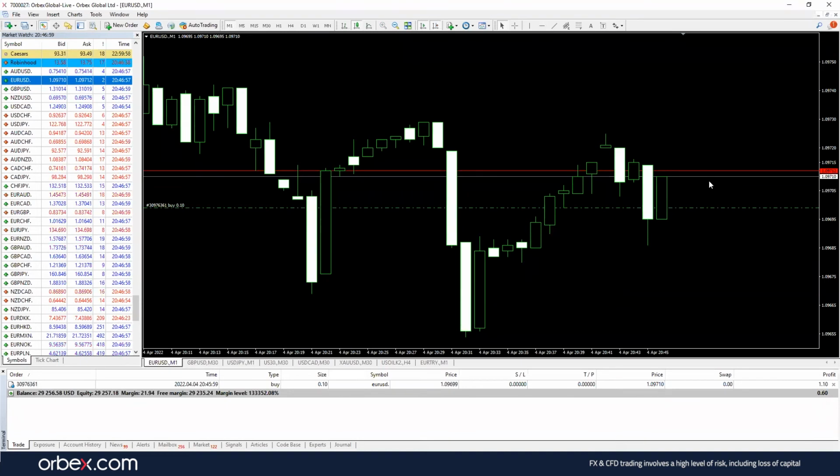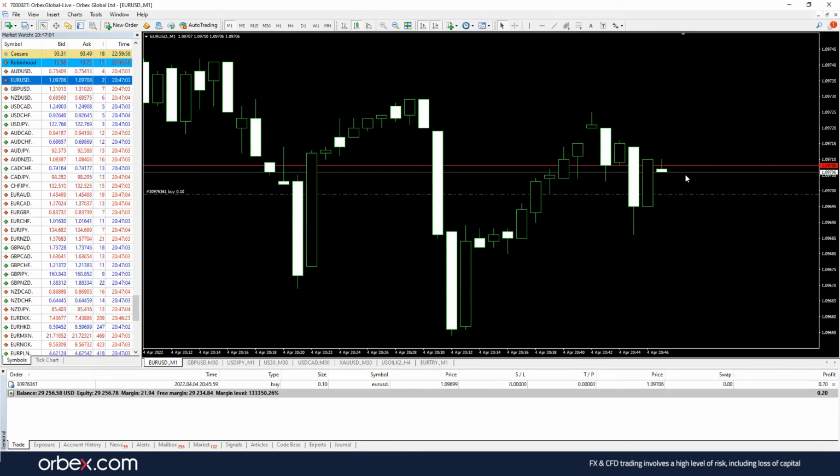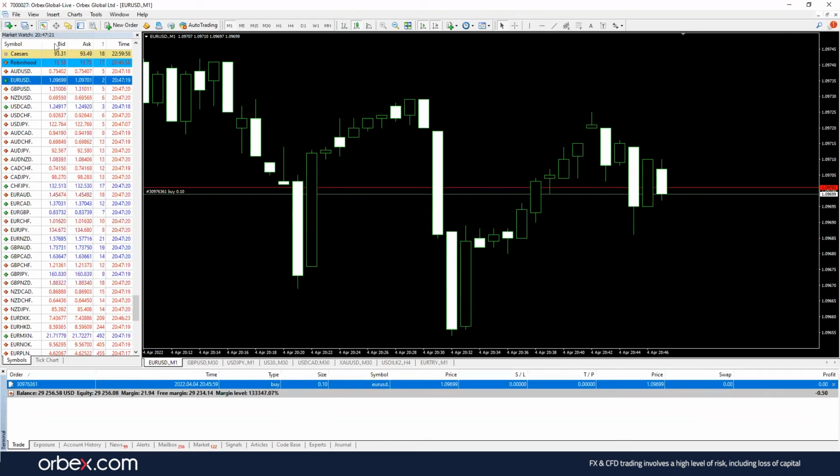So it's moved up and now I'm in more of a profit. If this bid line moves below, which it is going to do now, I'm going to go into a minus. So that's basically the difference with the bid and ask. With the buy position, I'm opening at the ask, closing at the bid. So the bid has to be above my entry for me to make a profit, which it is doing now. It's a very good example. So 0.10 is what I'm in profit with at the moment.